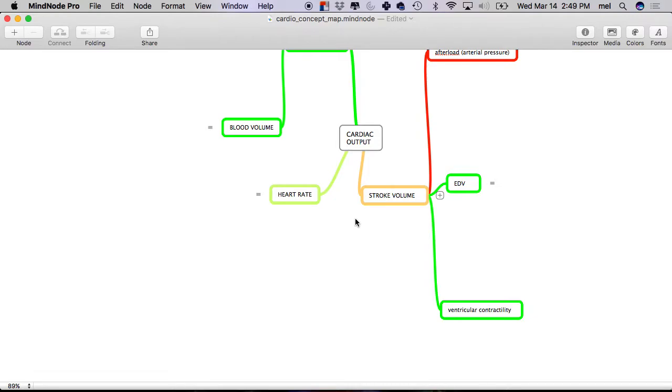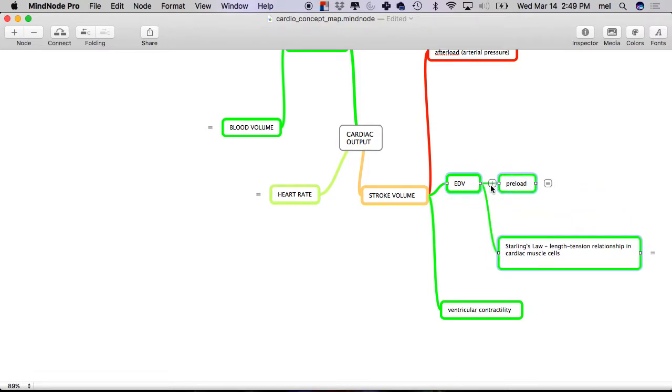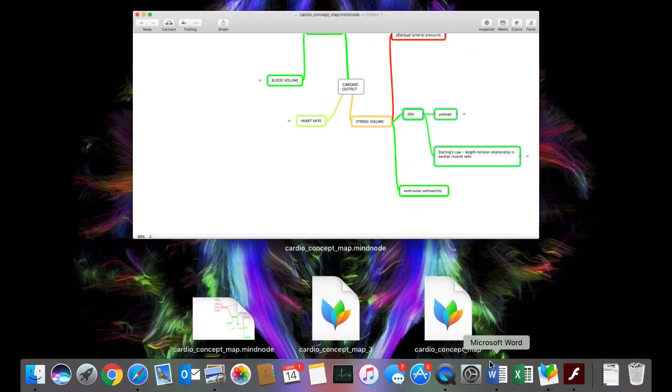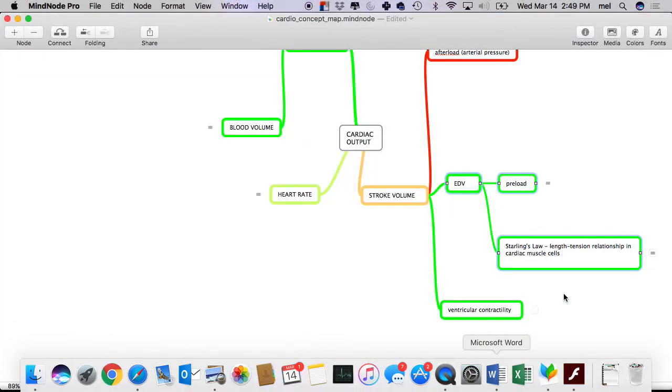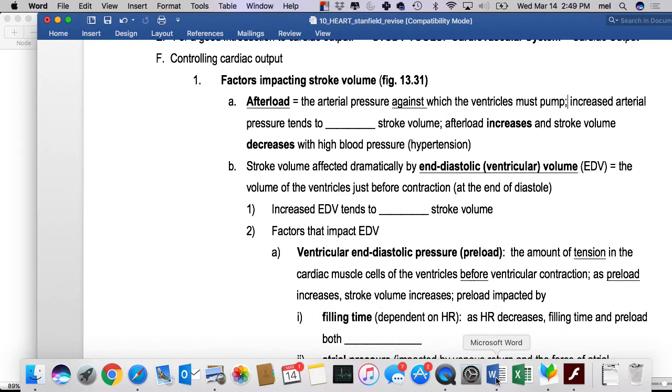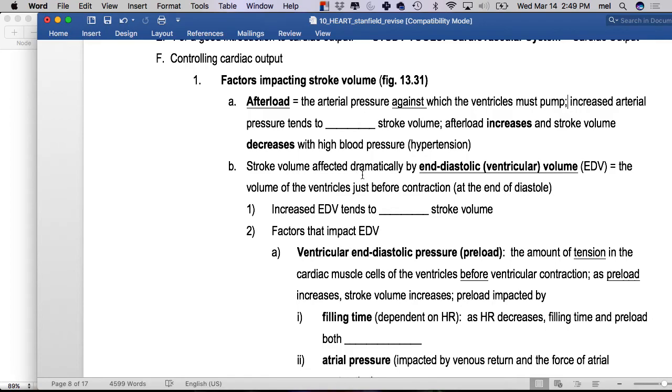So now we have to break out EDV a little bit and see what actually causes EDV to occur. And there are basically two things. This is the one that we're going to talk about first. The first one, and this was the one that people confuse, so don't be surprised if you are confused. I'll try to make it make sense. So stroke volume is affected dramatically by EDV, end diastolic ventricular volume, the volume of the ventricles just before contraction at the end of diastole. Yes? Okay. Tell me and fill it in. Increased EDV tends to do what to stroke volume? Increased stroke volume. Everybody got it so far?